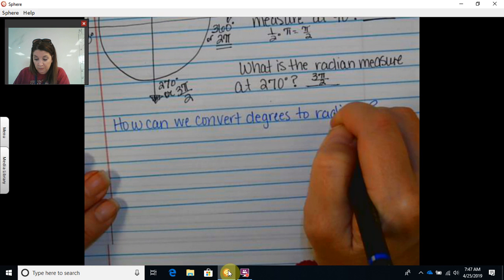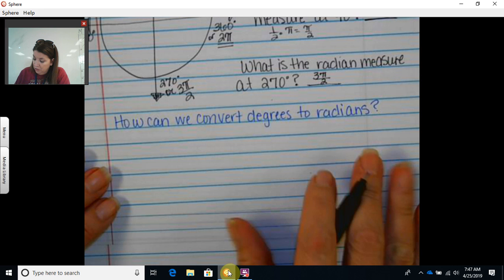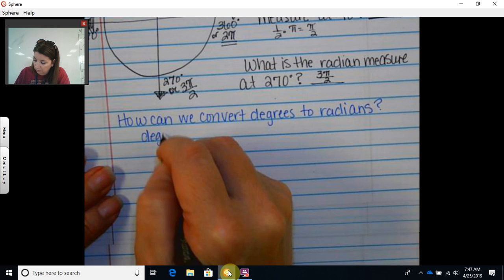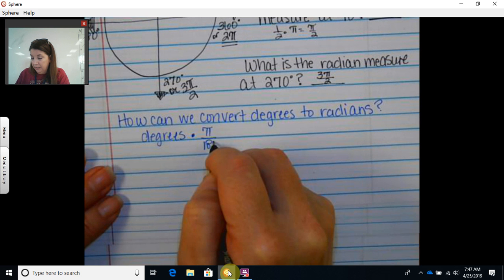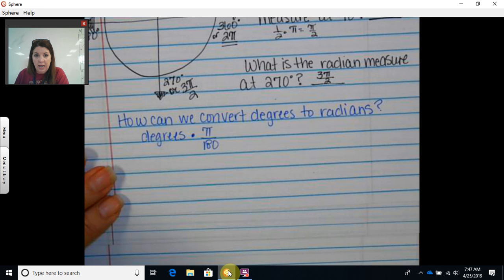What you do is you take however many degrees there are and you multiply by pi over 180. Because isn't pi equivalent to 180 degrees? Right?